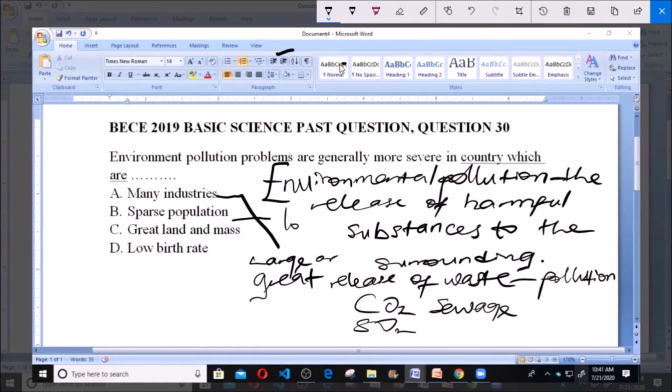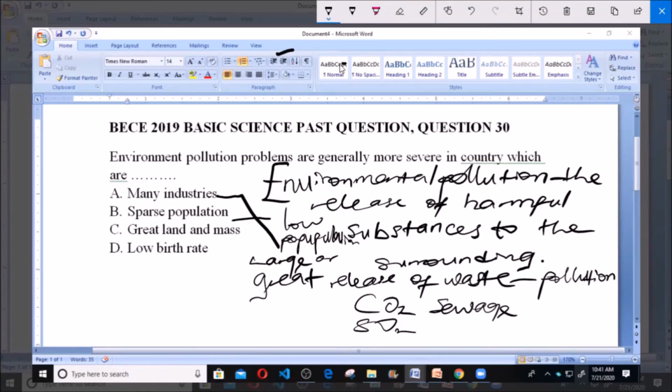low population, and there will be a reduced environmental pollution. Now, C says great land mass. When it's a great land mass, what happens? There will be enough land for disposal of refuse and sewages, thereby leading to less environmental pollution. So the environmental pollution will be less.